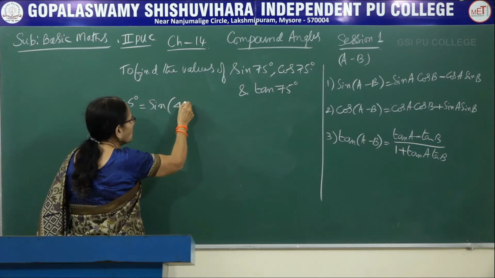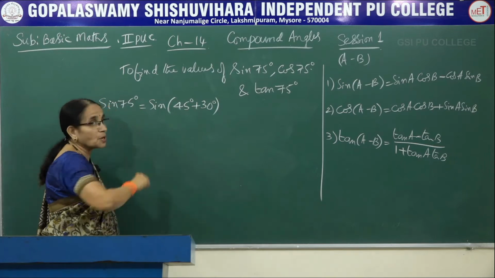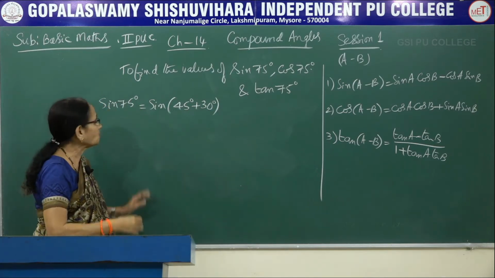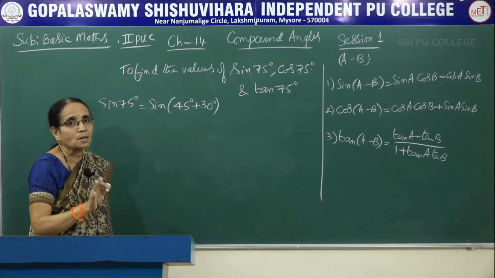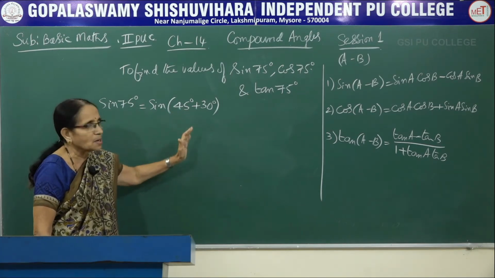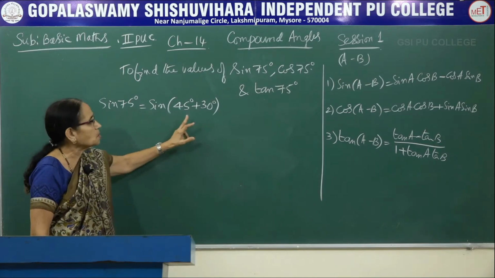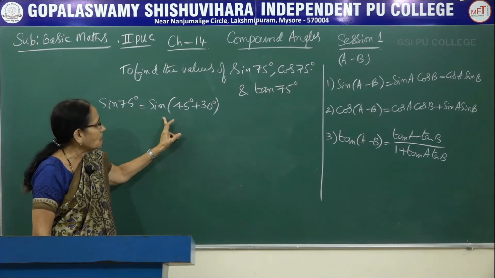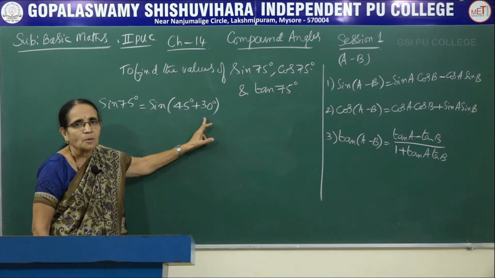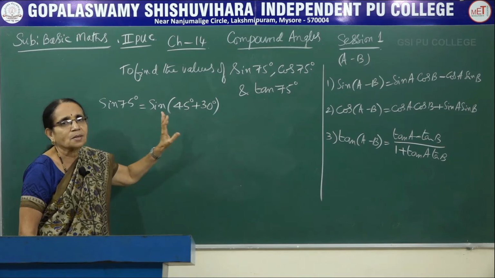Sine of 45 plus 30 degrees. Don't write 50 plus 25 like that, because 50 and 25 are not standard values. So these are standard values. 45 plus 30 is equal to 75 degrees. Now which formula does it resemble? Sine of A plus B. What is A here? A is 45 degrees and B is 30 degrees.